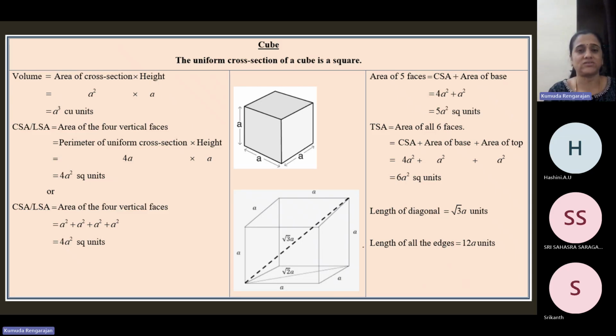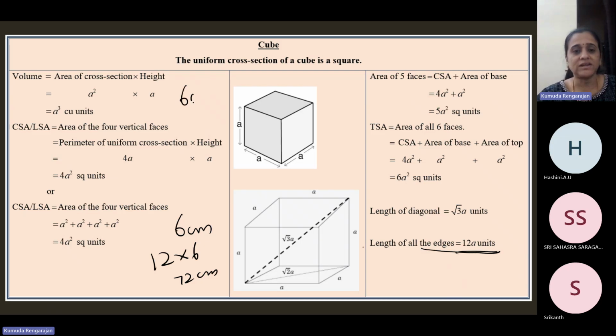So how many edges? 12 edges. What's the length of each edge? A. So what will be the total length of all the edges? A plus A plus A 12 times, so 12A. So if the edge of the cube is say 6 centimeters, the length of the tape you have to buy is 12 into 6, 72 centimeters of tape or lace, whatever.